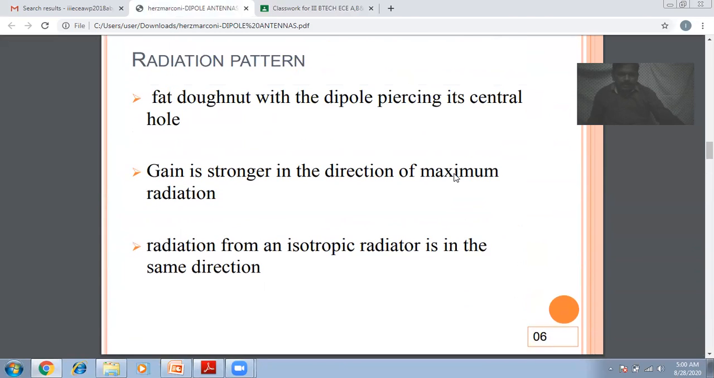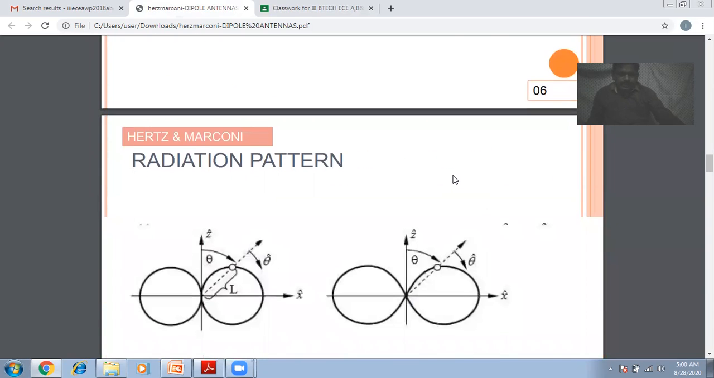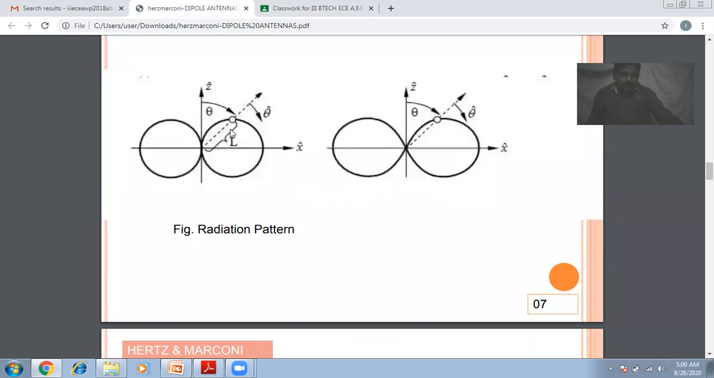I am showing that this dipole antenna is called the Hertz antenna. The radiation pattern of this half-wave dipole antenna, or Hertz antenna, is vertical. If you cut the radiation pattern, automatically you will get a figure of 8 pattern.